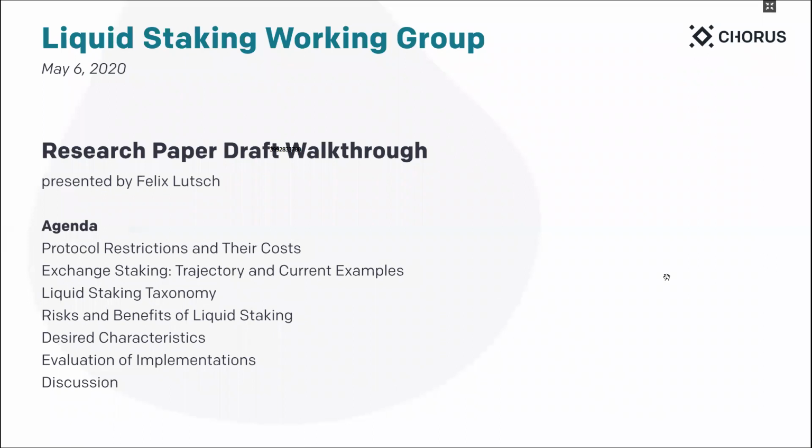So basically what this call is supposed to be about is, there's some weird number in here, I don't know why. Anyway, the idea is we're going to walk through the research paper draft that we wrote up in the past few weeks, following the presentations from the working group members. It was mainly written by members from the Chorus One team. There's already been some feedback from other people. We put it out last Friday.